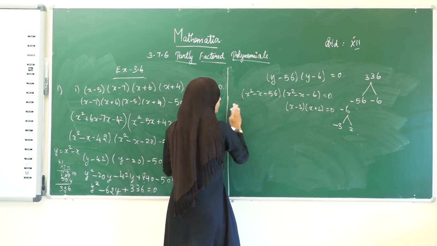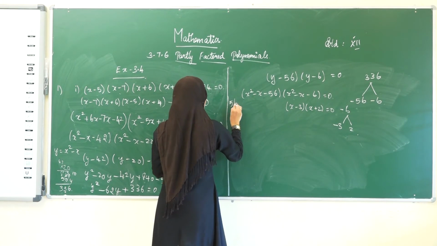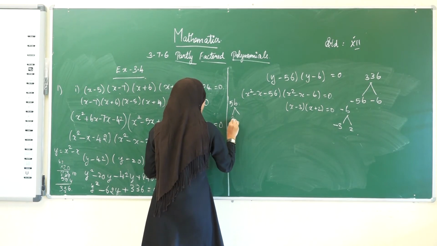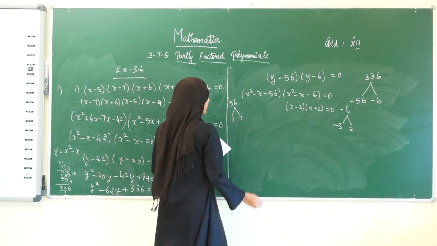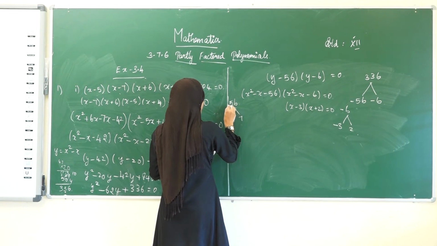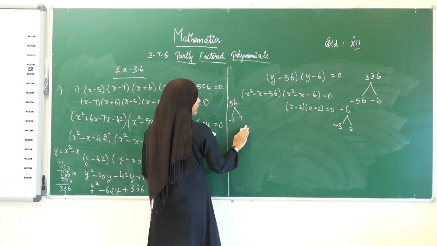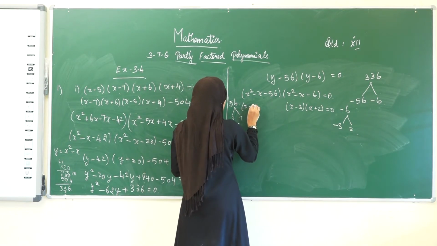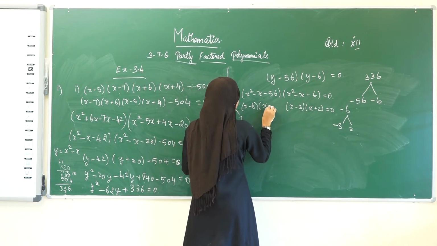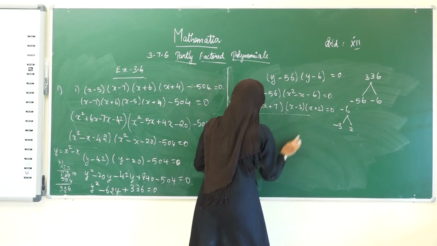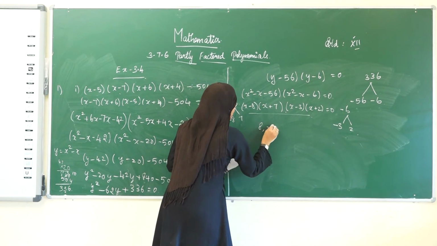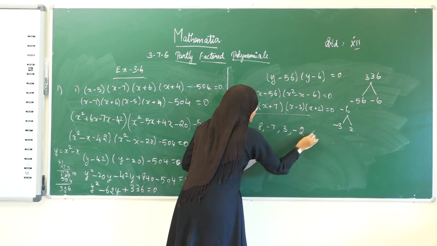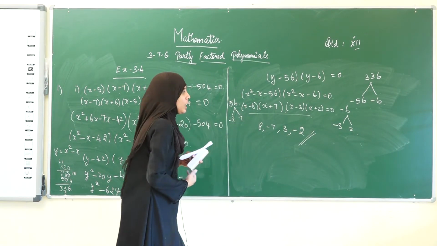Now for 56, how can we take this? We can take it as 8 into 7. 8 7s are 56. Here it is minus 56, so we are adding with a minus sign. When we add this, we get minus 1, right? Therefore, this becomes (x minus 8)(x plus 7). So from this, we got the values 8, minus 7, 3, minus 2. These are the 4 roots of the given equation.